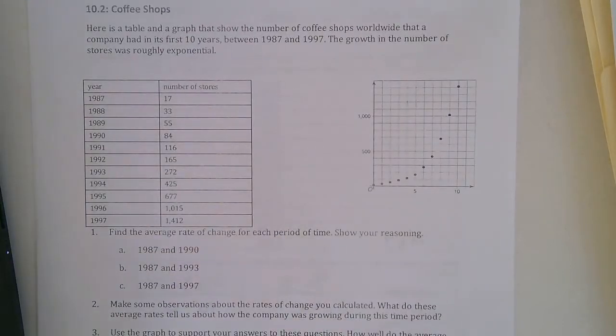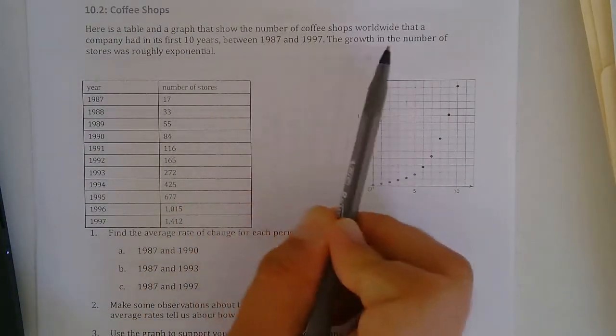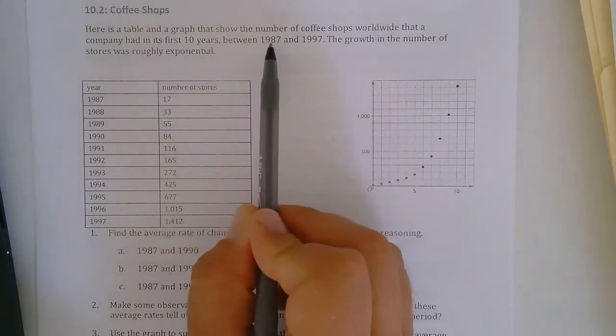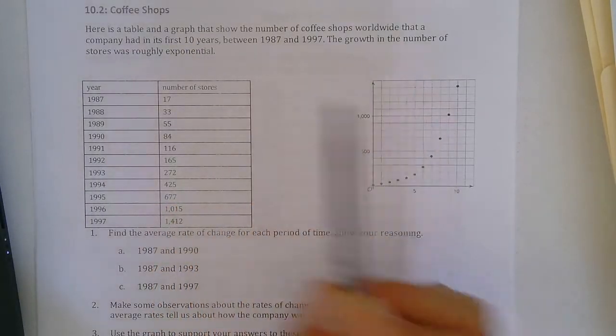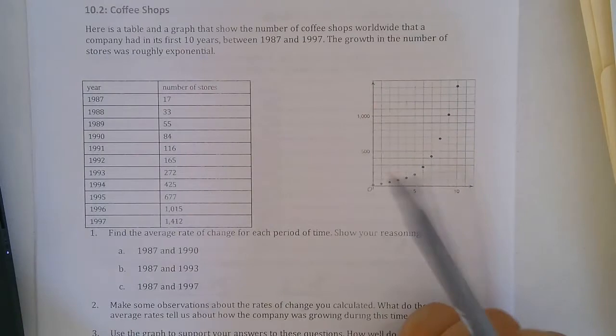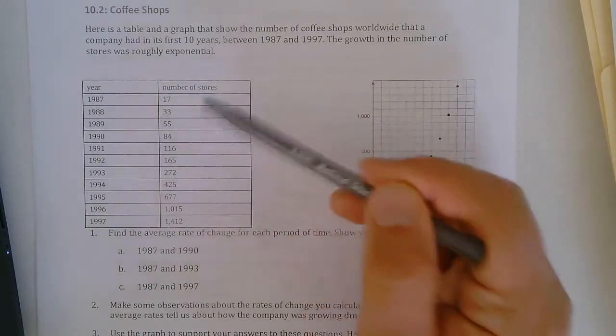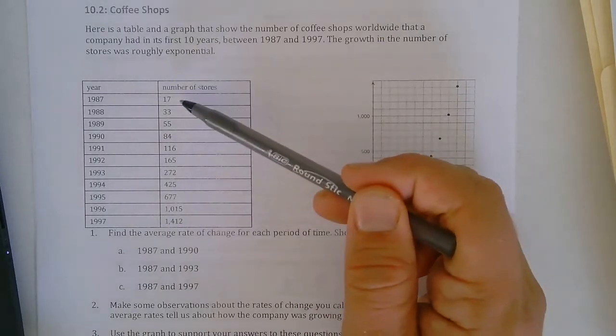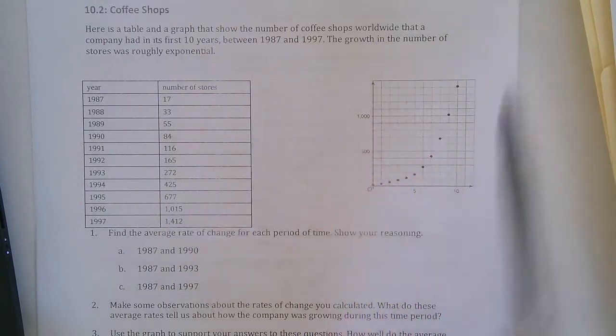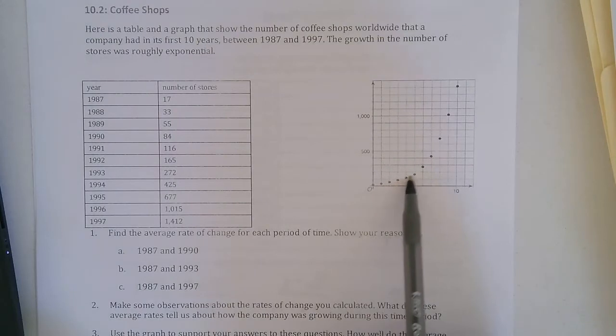So for our second task, what we're going to do is show the number of coffee shops worldwide between 1987 and 1997. And the growth of the stores is roughly exponential. So if we look at the year and the number of stores, we can just see here that it's increasing. However, if we look at our graph, we can see that exponential curve.